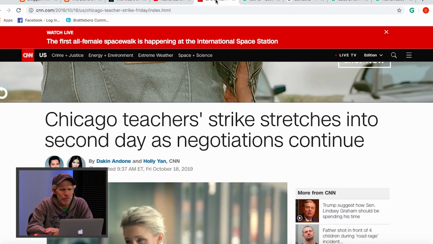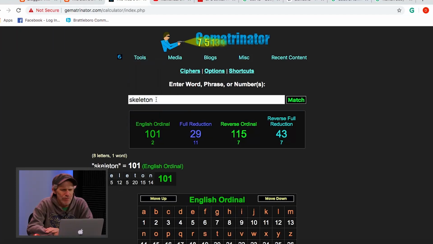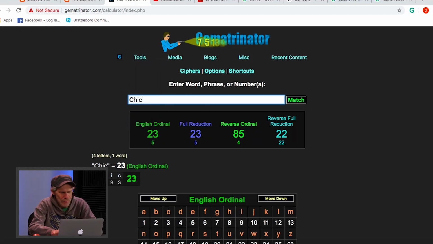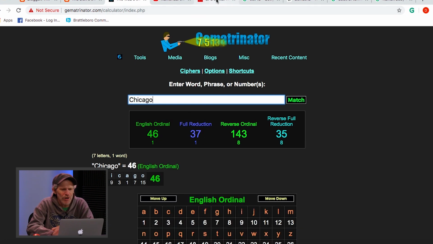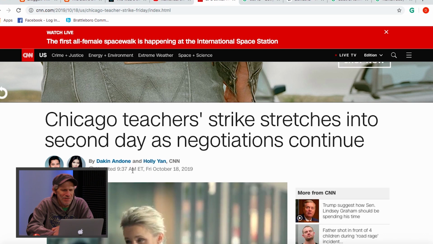So anyway, there's this teacher strike in Chicago. And you have to laugh when you know this code. Chicago strike, and it's updated at 9:37. Well, check this out. Chicago, right in Chicago, and it equals 37, right? And the story was updated at 9:37. Wow.